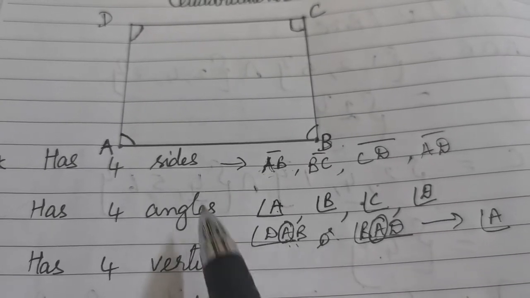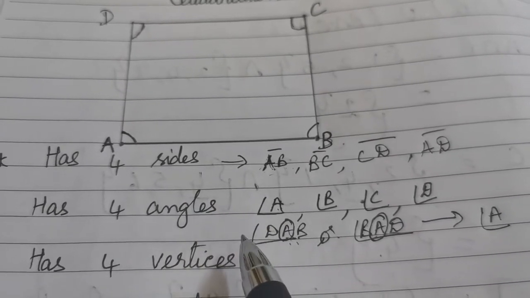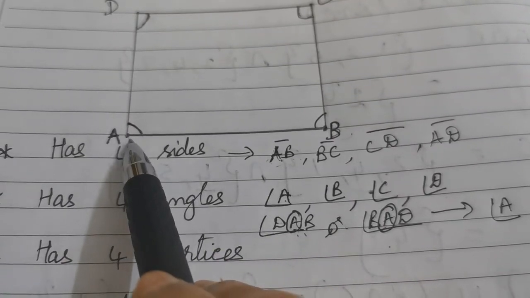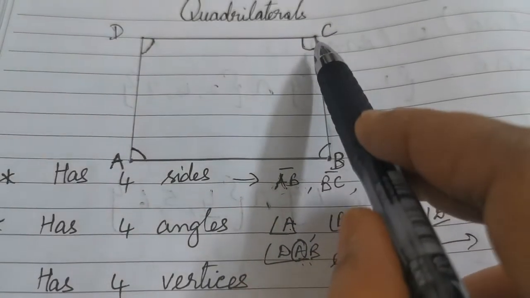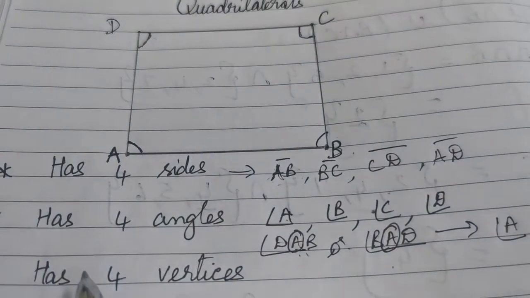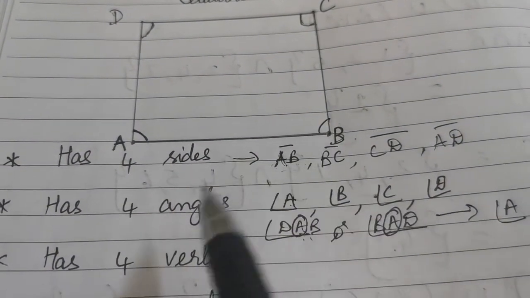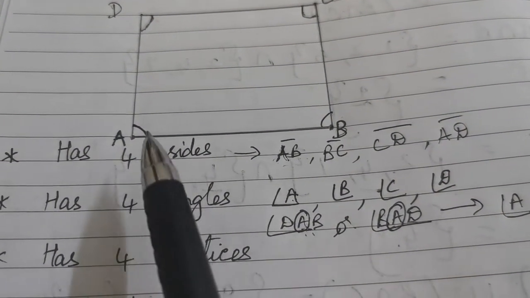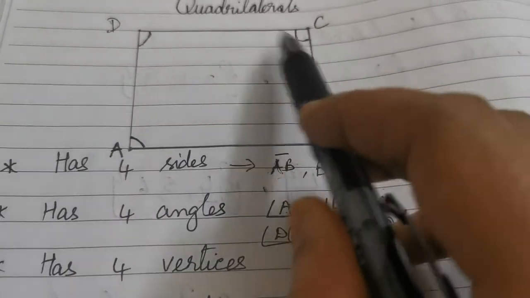A quadrilateral has four vertices. If you see, there is a vertex A, vertex B, vertex C and vertex D. The plural form of vertex is vertices. So it has four vertices: 1, 2, 3, 4.